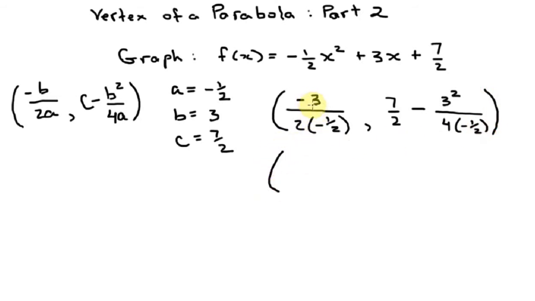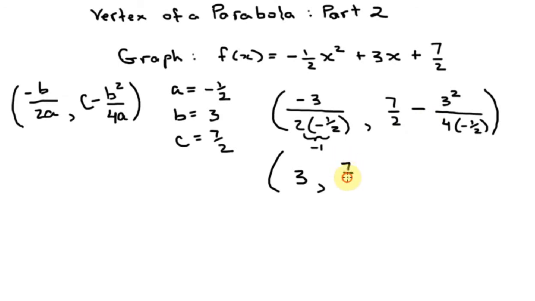So it looks like negative 3, and 2 times negative 1/2 is negative 1. So if you've got negative 3 over negative 1, then that's just good old positive 3. Over on this side, I think I've got a little bit more to figure out here.